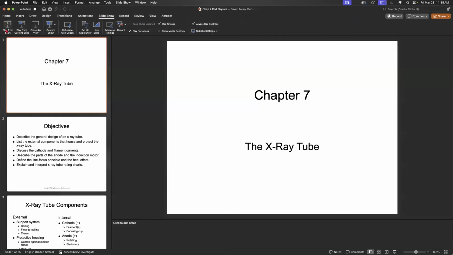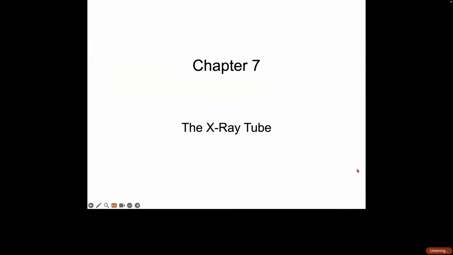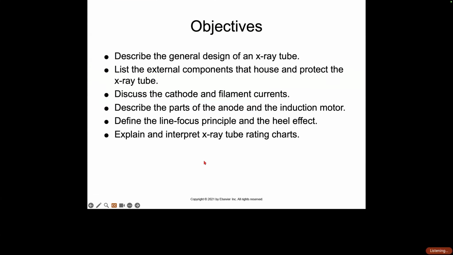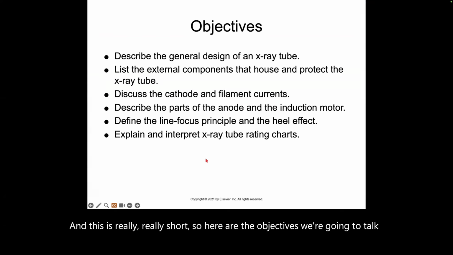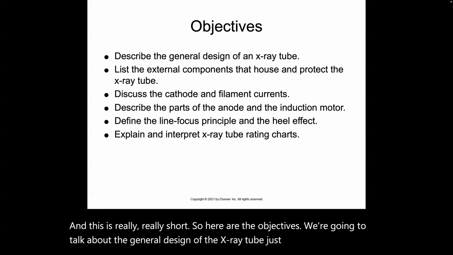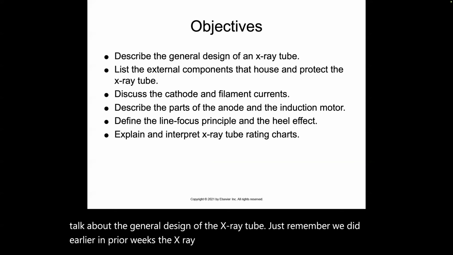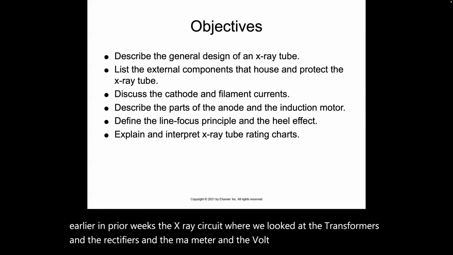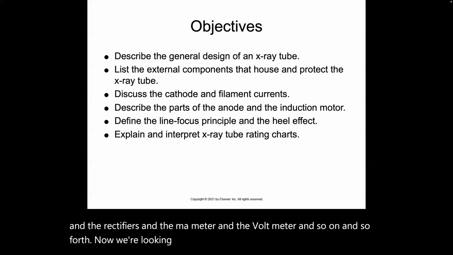So let me start from the beginning. And this is really, really short. So here are the objectives. We're going to talk about the general design of the X-ray tube. Just remember, we did earlier, in prior weeks, the X-ray circuit, where we looked at the transformers and the rectifiers and the mA meter and the voltmeter and so on and so forth. Now we're looking at just the X-ray tube, right?